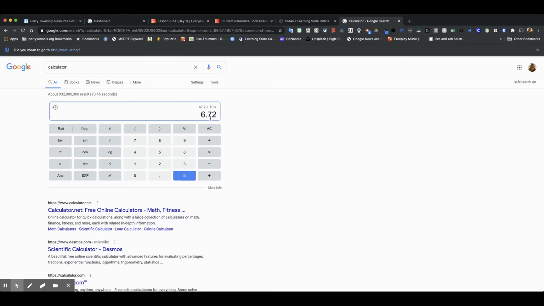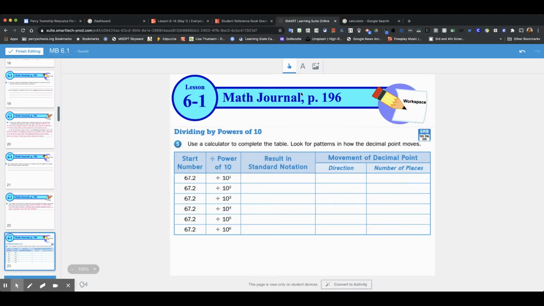Notice my decimal has moved to the left this time. So it's 6.72. So here I would put 6.72. I'm taking a look. It moved this way. So it moved to the left and it moved one place. I want you to do the rest of these. Try out 67.2 or 67 and 2/10 divided by 10 to the second power, divided by 10 to the third, 10 to the fourth, 10 to the fifth, okay? And then pause your video, work these out on your calculator, fill in your chart, and then come back and let's check your work together.